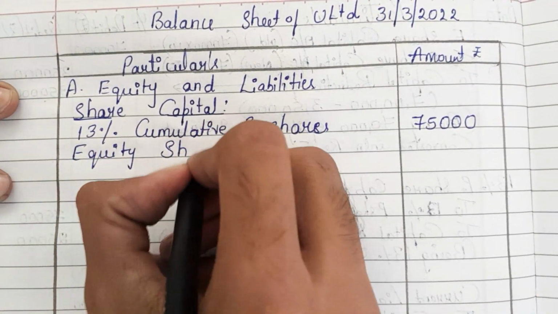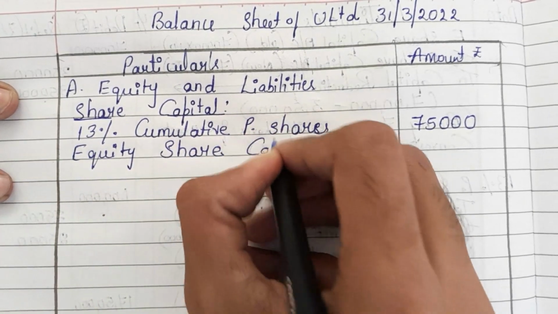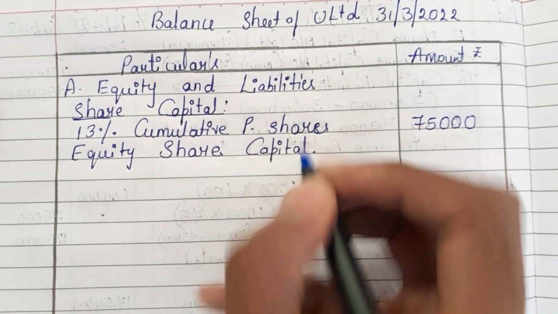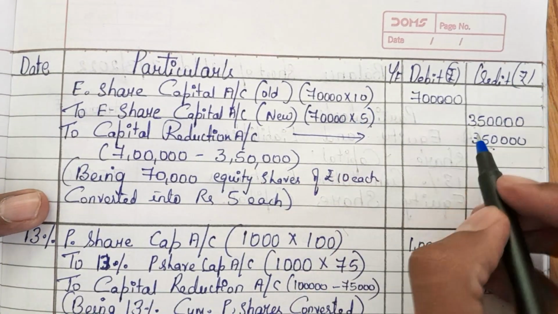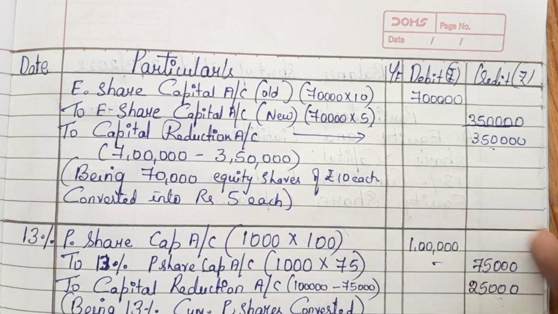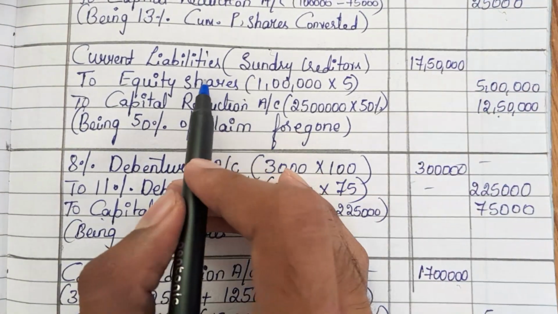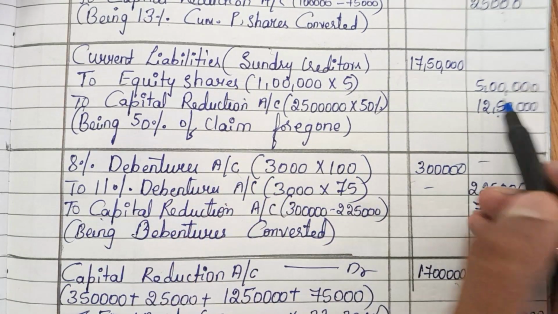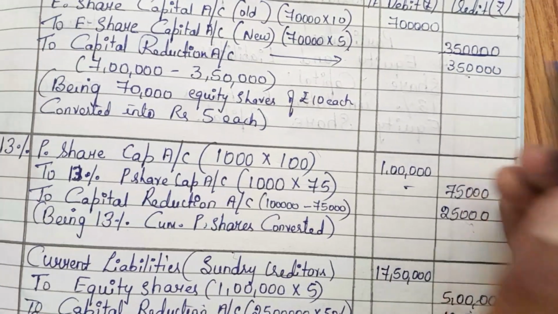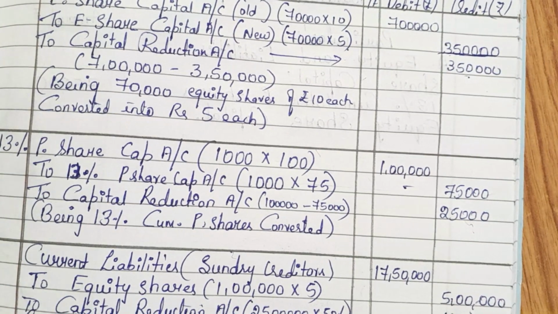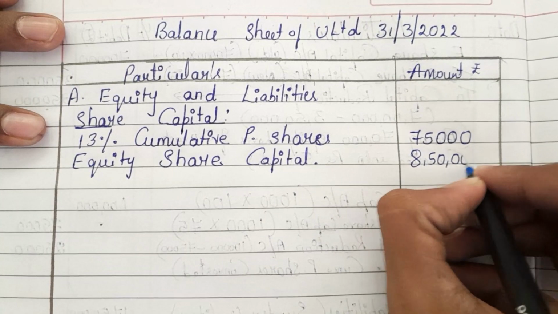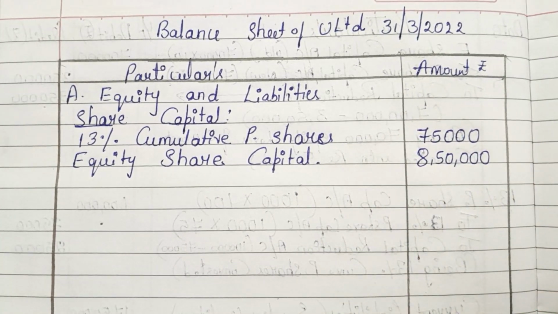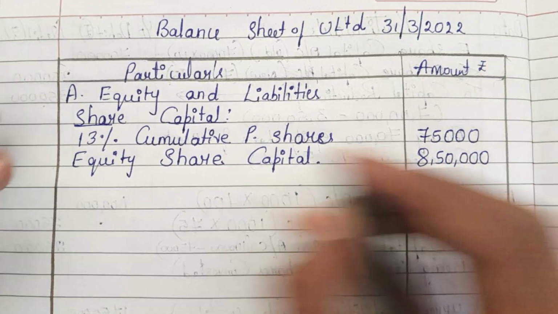Next let us see how much we have in equity share capital. See here, in the first entry we are converting it into 5 rupees. So here we have 3,50,000. Next here again we are issuing the equity shares of rupees 1 lakh into 5, so 5 lakh. So 5 lakh plus 3,50,000, it will be 8,50,000.